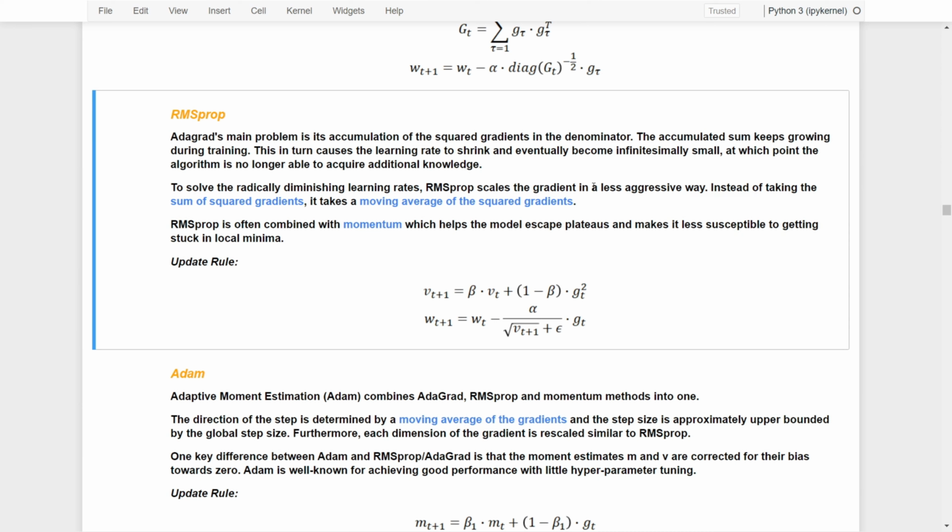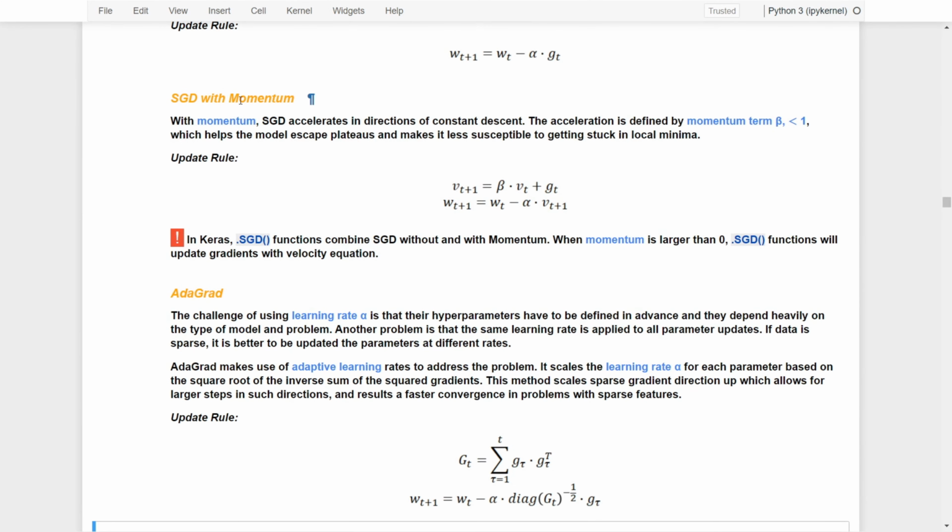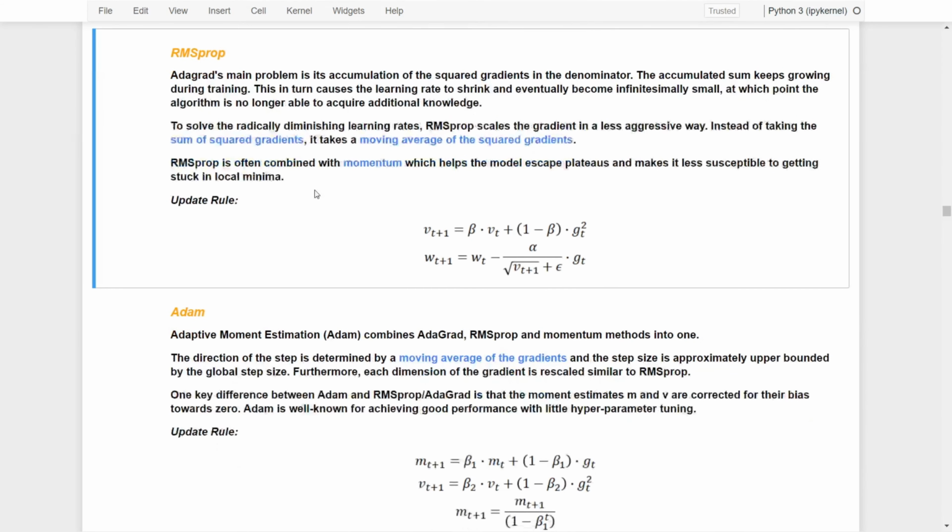RMSprop scales the gradient in a less aggressive way. Instead of taking the sum of the squared gradients, it takes a moving average of the squared gradient. Also, RMSprop is often combined with momentum, which helps the model escape from plateaus and makes it less susceptible to getting stuck in local minima. In a nutshell, RMSprop combines the benefits of Adagrad and the benefits of momentum. As a result, RMSprop is extremely popular nowadays.